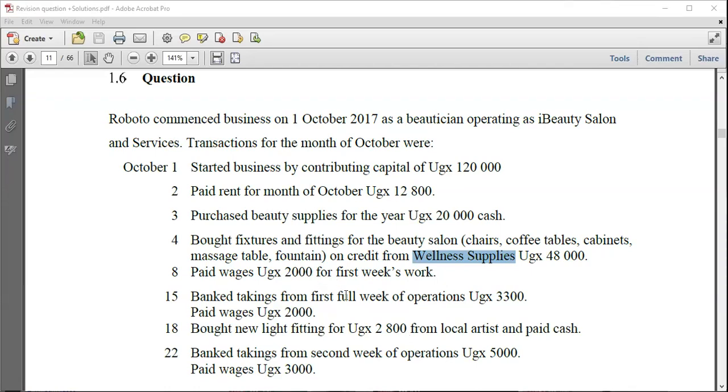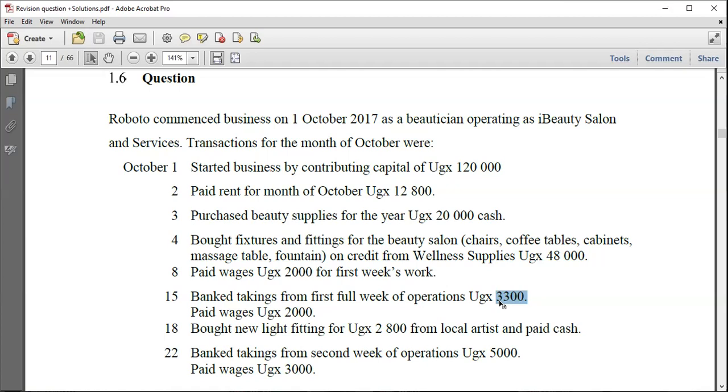So we proceed. They are telling us that banked takings for the first full week of operation were UJX 3,300. Takings are the money they have been collecting, like weekly collections, banked collections for the first full week of March. So here we are moving money from cash to bank.